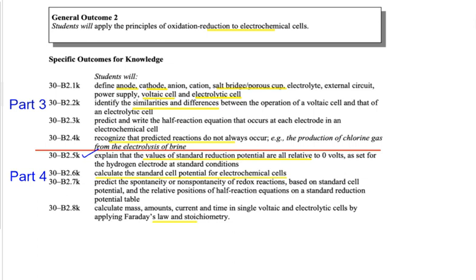How when the reference is switched, the calculation, figuring whether something is spontaneous or not using our table, and then a very different sort of physics-like skill: how to calculate exactly how much mass would be made or deposited at an electrode, or how long it would take to deposit a certain mass.